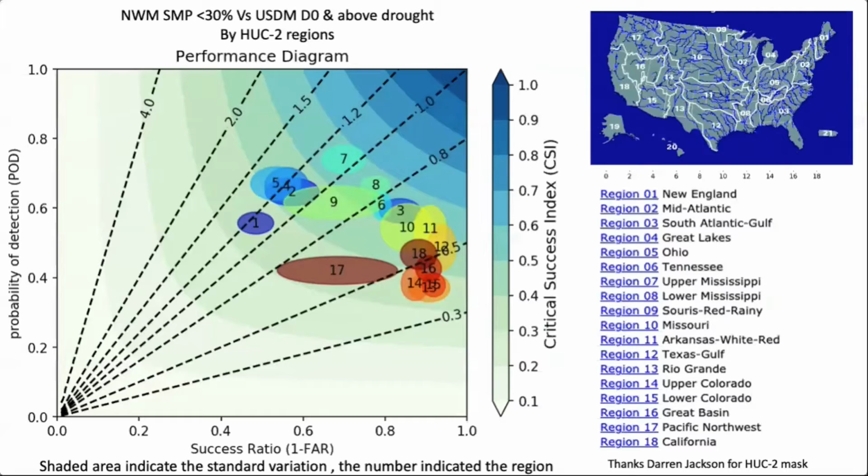We further evaluate region by region. We can see this from the total 18 regions over CONUS. Most of the high scores are located in the Upper Mississippi, Lower Mississippi, and Missouri, Red River regions in the central United States. In the eastern United States it's relatively good, but the poorest evaluation is located in the west, in particular the Pacific Northwest, California, Lower Colorado and Great Basin, which have the lowest probability of detection.